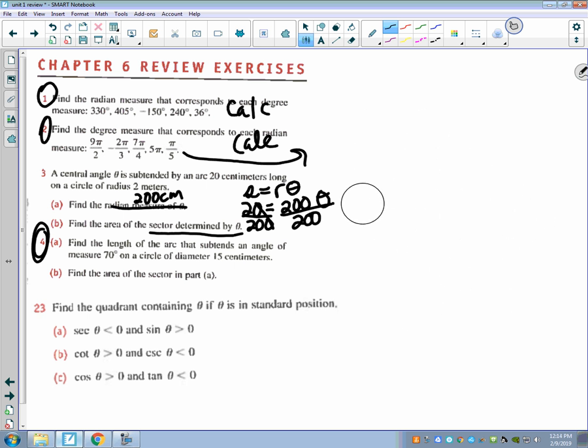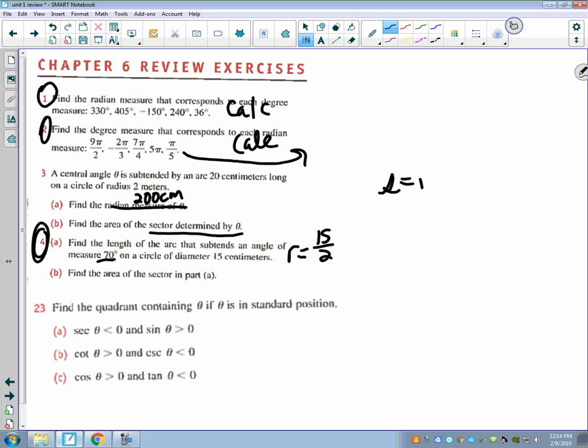They give you an angle, like what was on our quiz number 1, and it says find the length of the arc that subtends an angle of 70 degrees on a circle of a diameter of 15 centimeters. So first of all, if the diameter is 15 centimeters, then I know the radius is half of that, which is 15 over 2, or 7.5. If they give me the angle in degrees, I have to change that to radians, right? And I want an exact answer.